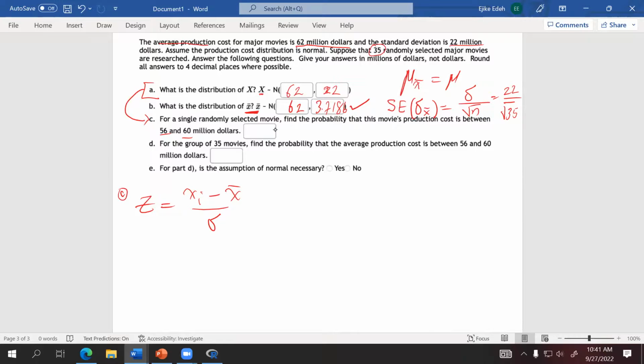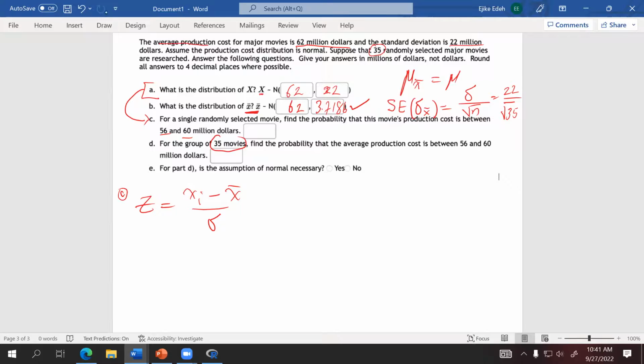But for question D, it says, for the group of 35 movies, find the probability that the average production cost is between. So the question is technically the same thing. But this one is talking about what will be the probability if you select one person. And this one is saying, what is the probability if you have 35 different movies? What is the average cost?